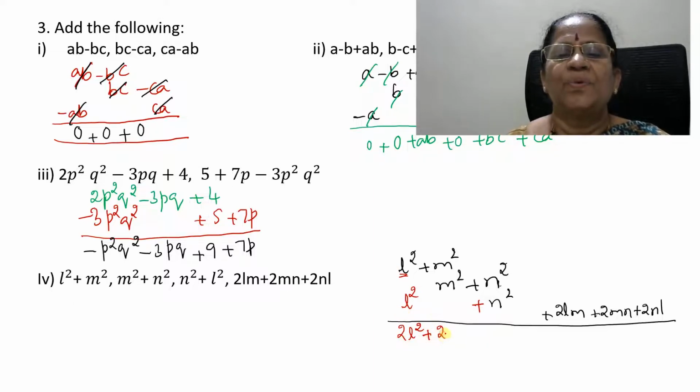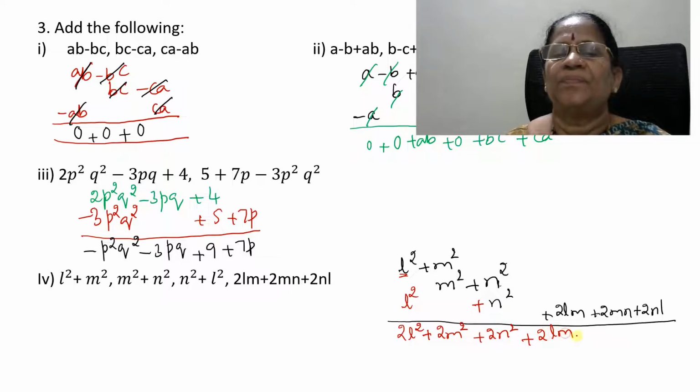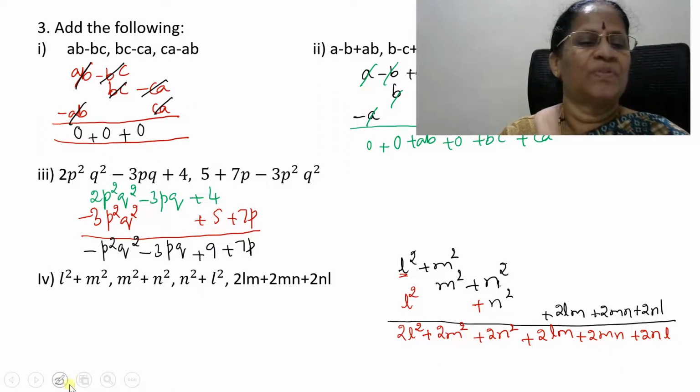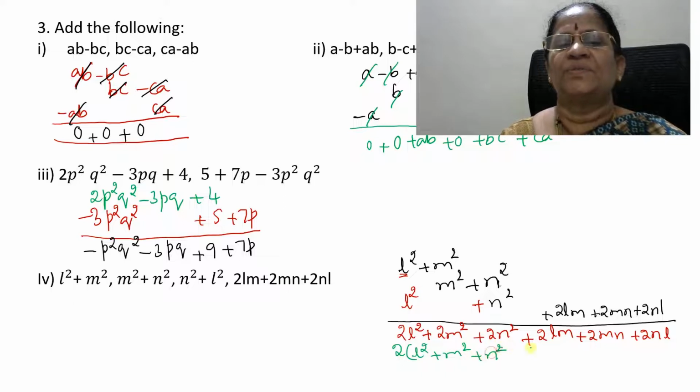Here also it is 2M square plus 2N square plus 2LM plus 2MN plus 2NL. You can do one more thing. You can take 2 as the common factor throughout. So when you take out 2 as a common factor, you are left with L square plus M square plus N square plus L into M plus M into N plus N into L.